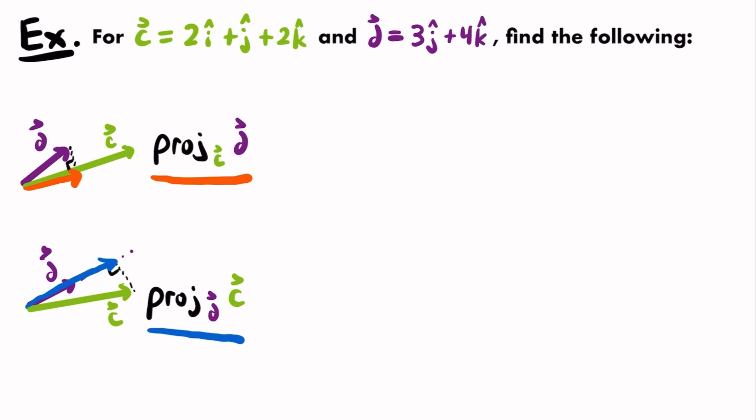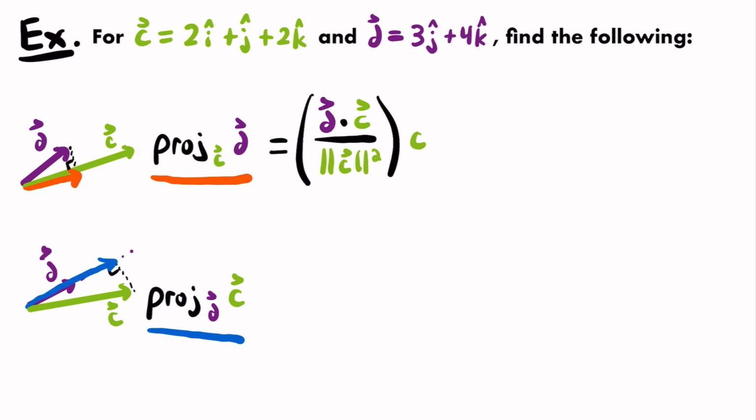Now, in order to calculate them, you need to make sure to set up the formulas properly. Because while the structure of the formula that we use to calculate these projection vectors is the same, the vectors we use in each part of the formula will be different. All right, and so here's what we'll have. The projection of vector d onto vector c will be calculated by first taking the dot product between vector d and vector c, and then dividing it by the magnitude of vector c squared, and then multiplying that whole value by vector c.